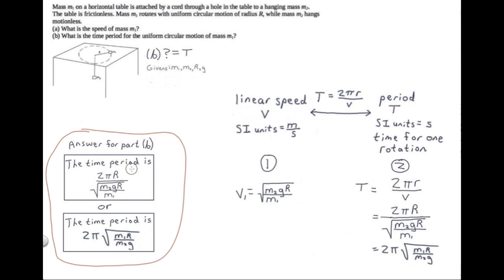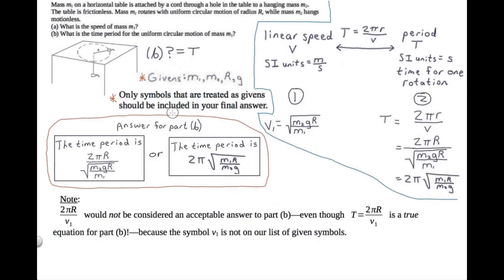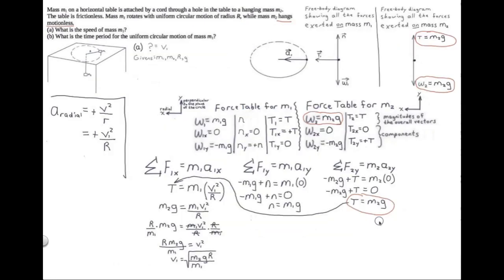So here are those two possible ways to write the answer for part B. Remember, our answer is required to include only the symbols that are included on our list of givens. Notice that each of these answers uses only the given symbols, m sub 1, m sub 2, capital R, and little g. So these are both acceptable answers for part B. Now let's check whether our results make sense.